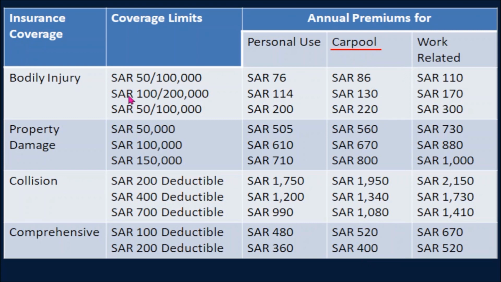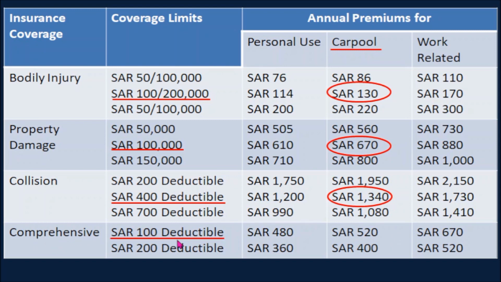So the first insurance coverage was bodily injury. He chooses 100/200,000. So the amount should be 130 SAR. Then for the property damage, he chooses 100,000 SAR, so the amount is 670. For collision, he chooses 400 deductible, so the amount is 1,340. Then for comprehensive, he chooses 100 SAR deductible, so the amount is 520.